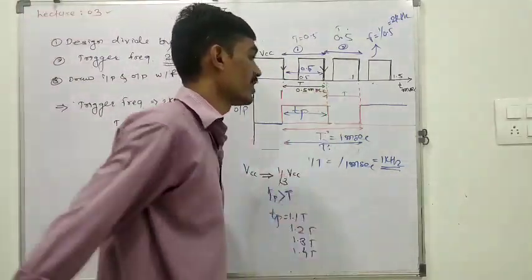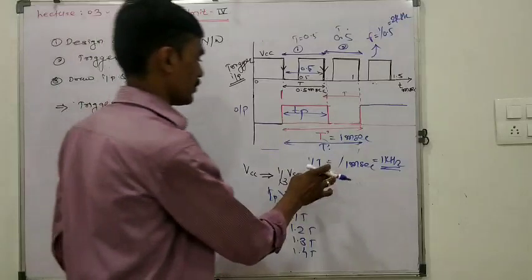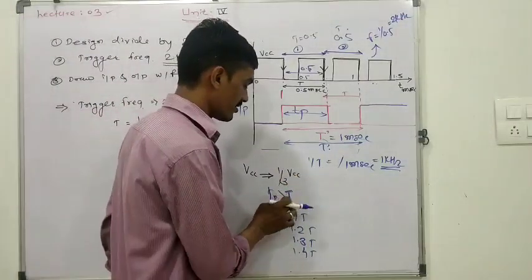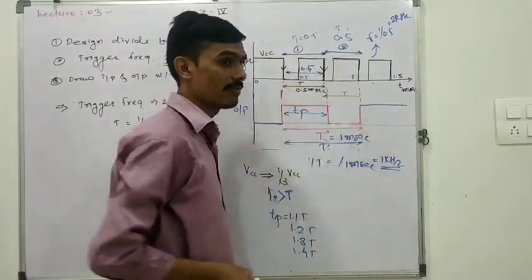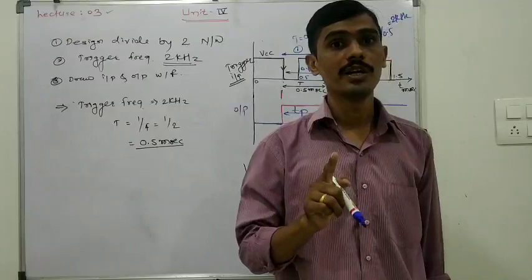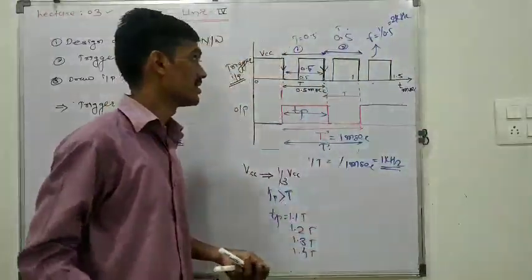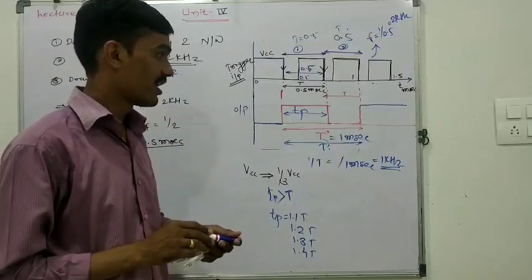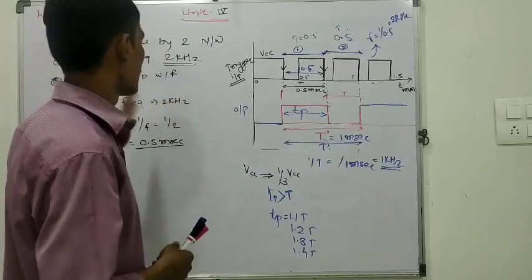Whenever there is a problem related to a divide by 3 network, how are we going to decide? Tp must be greater than twice T. So whenever there is a problem like designing a divide by 3 network, Tp must be greater than twice T. That we will see whenever we see the problem related to designing a divide by 3 network. So this is the basic requirement for designing such a problem.